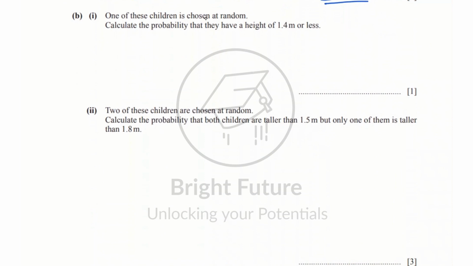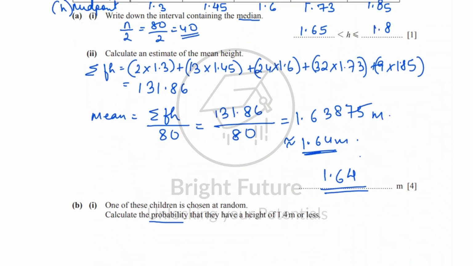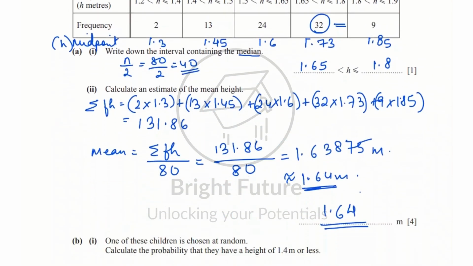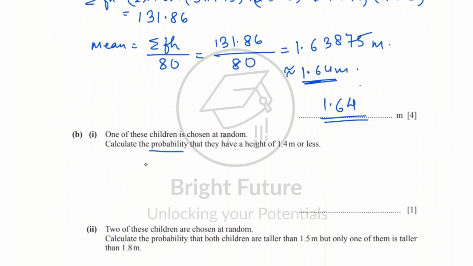One of these children is chosen at random. Calculate the probability that they have a height of 1.4 meters or less. Height 1.4 meters or less, that is only 2 students have height which is less than 1.5. So it's going to be 2 upon the total number, 80, that is 1 upon 40, which gives you 0.025.